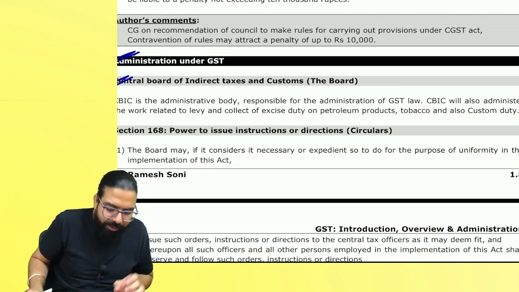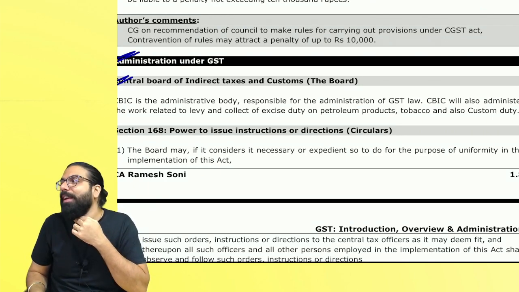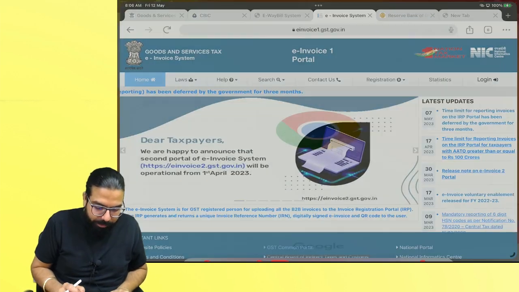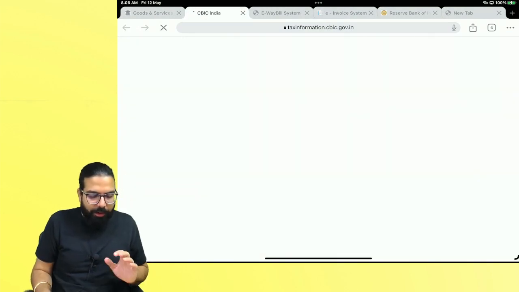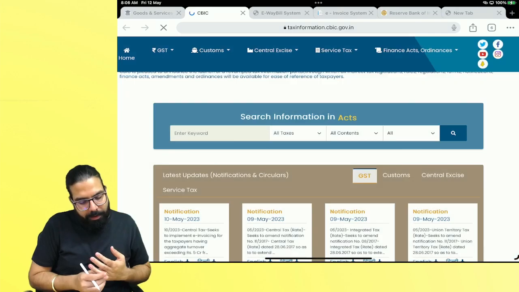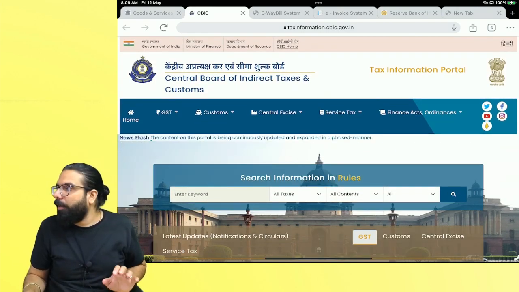Administration. Who takes care of the GST law? Central Board of Indirect Tax and Customs. CBIC. Central Board of Indirect Tax and Customs. See, if you go over here, this is the CBIC portal which is there. Central Board of Indirect Tax and Customs. Actually, this is the CBIC portal which is there. Central Board of Indirect Tax.